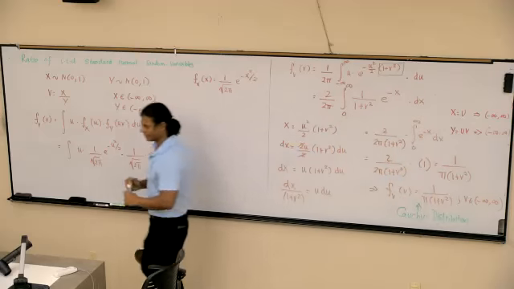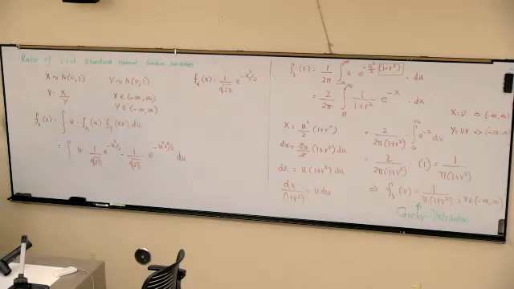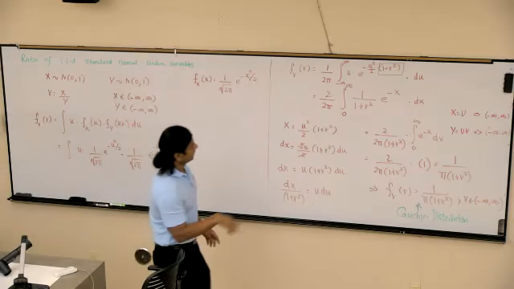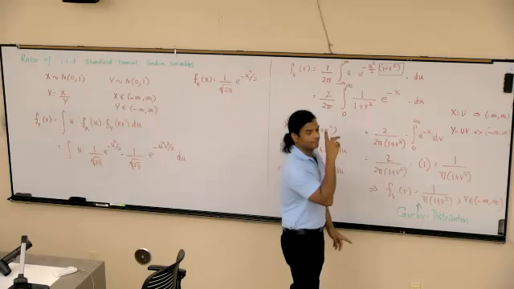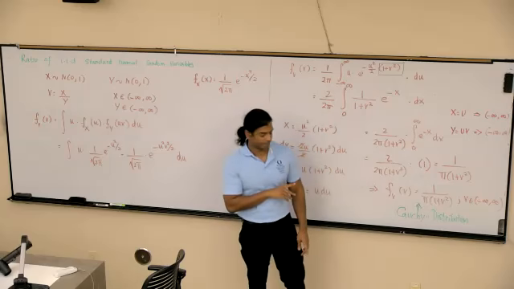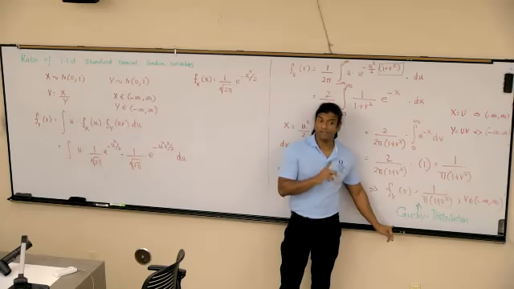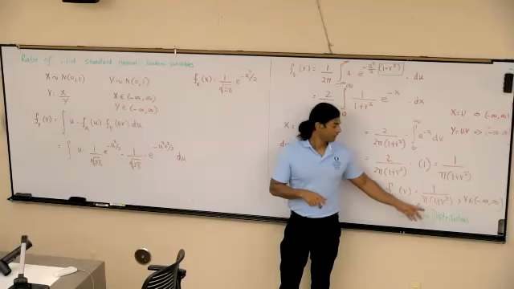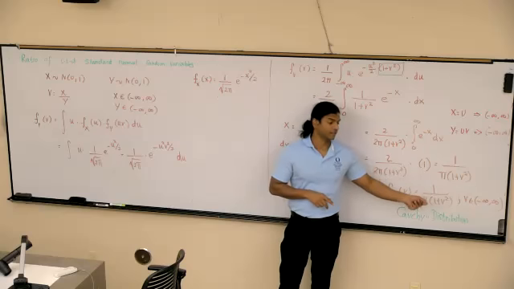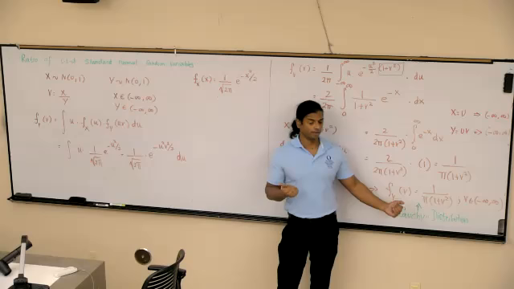That is a Cauchy distribution. So the ratio of two standard normal distributions is a Cauchy distribution. The location and scale: the location is 0, scale is 1.